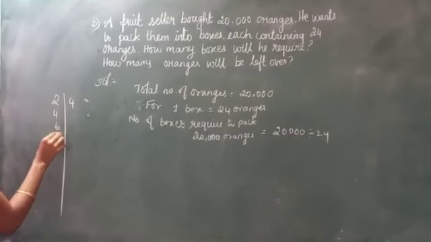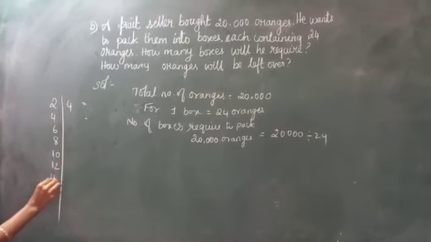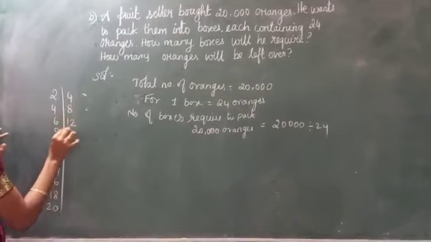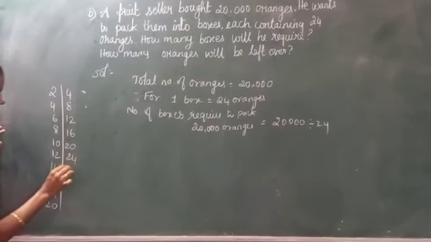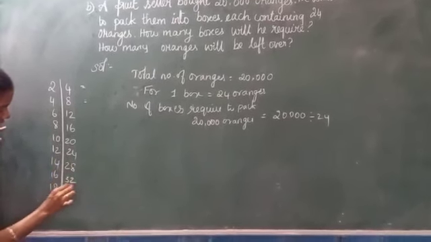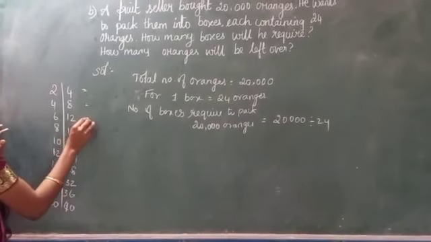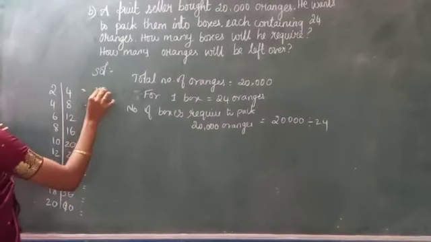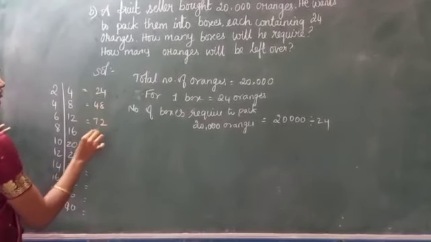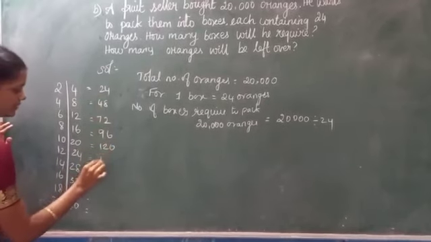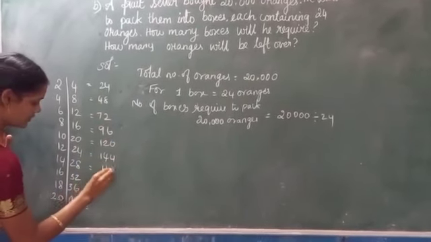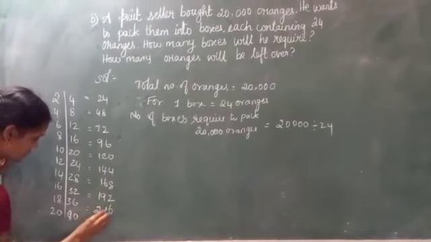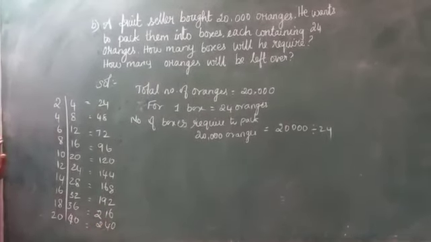So 4, 8, 12, 16, 20, 24, 28, 32, 36 and 40. So 24, 48, 72, 96, 120, 144, 168, 192, 216, 240.